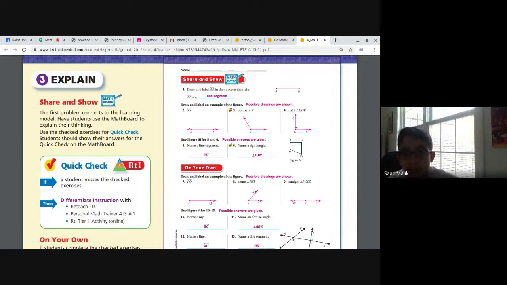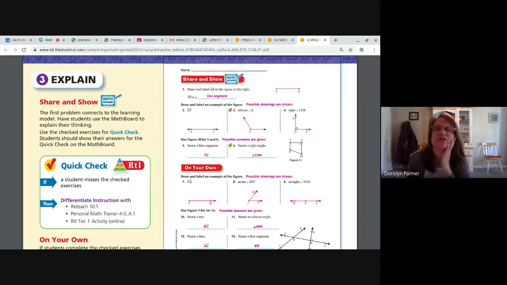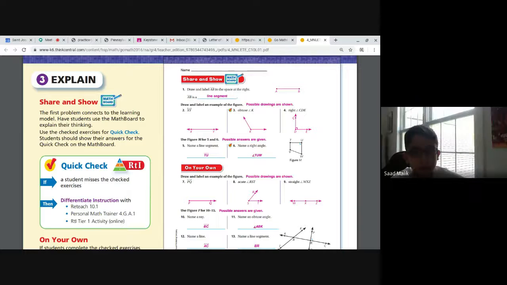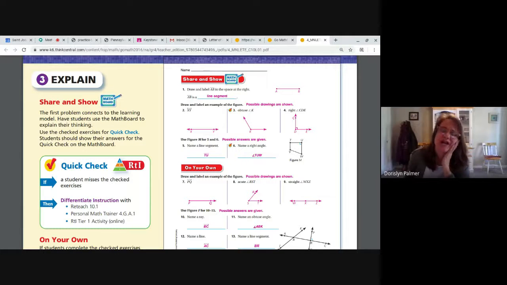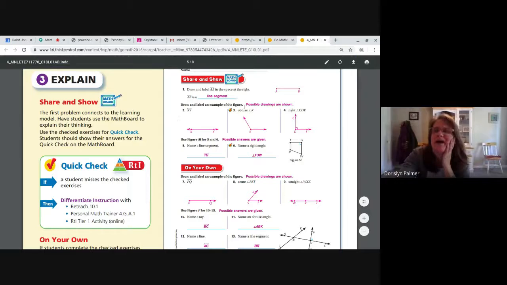Miss Palmer, for line segment, I said a straight angle. A line segment does look like a straight angle. So would that count? For number one? We're just talking about a line segment, so it does look like a straight angle. The only difference would be, so I'm going to say no, because a straight angle has arrows on both ends, and a line segment doesn't. Like number two actually looks more like a straight angle because a straight line is a straight angle, but a line segment has endpoints.